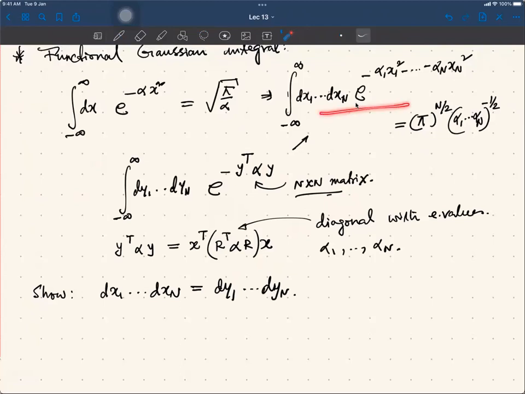Since this expression can be interpreted in this way, the question is how can we interpret this in terms of this alpha matrix? So this is pi to the power n by 2 times determinant of alpha to the power minus half.